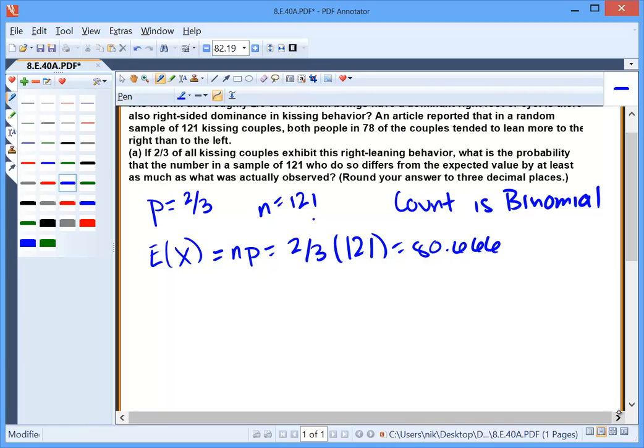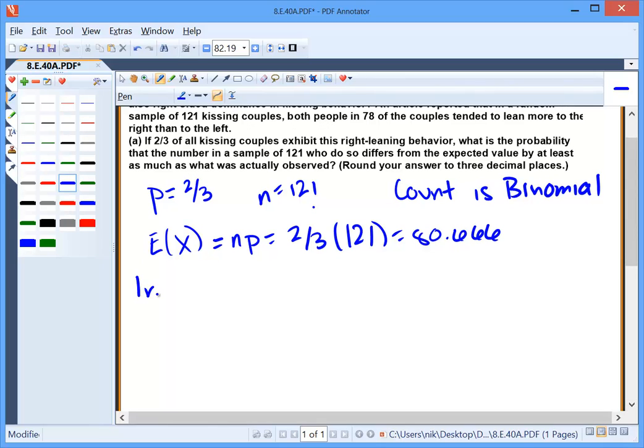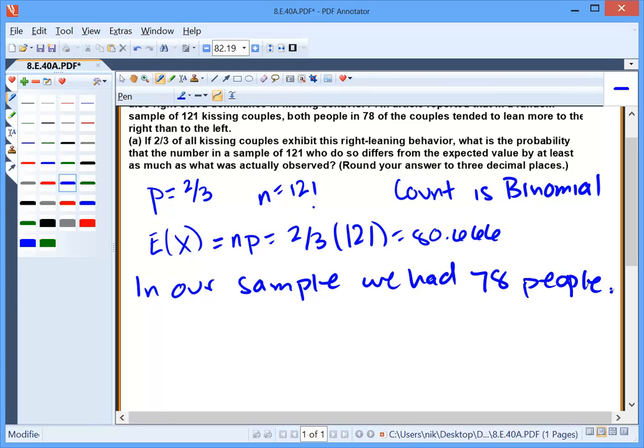Okay. So if they all exhibit this behavior, what's the probability that the number in a sample of 121 who do so differs from the expected value by at least as much as what was actually observed? So what happened is in our sample, we had 78 people. Okay. So the difference between the expected value and our observed value is 2.6666.